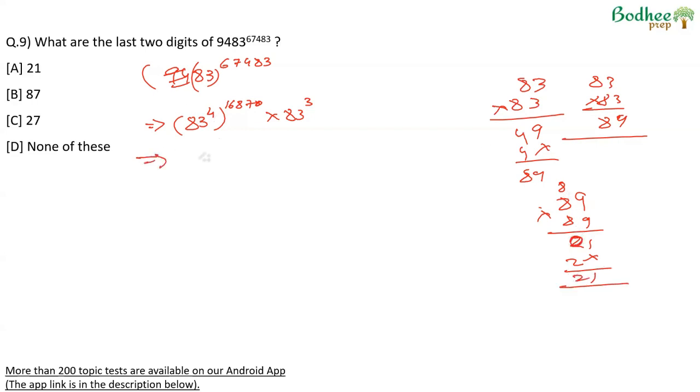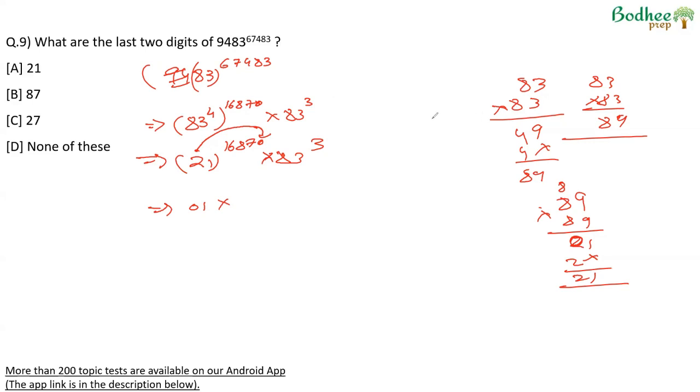The last two digits of 83 raised to power 4 is 21, raised to power 16870. We're looking at the last two digits of this. Any number ending in 1, to find the last two digits, we take the tens place digit of the base multiplied with the unit place digit of the power. 2 into 0 is 0, therefore 01 are the last two digits of 21 raised to power 16870. We'll find the last two digits of 83 raised to power 3.